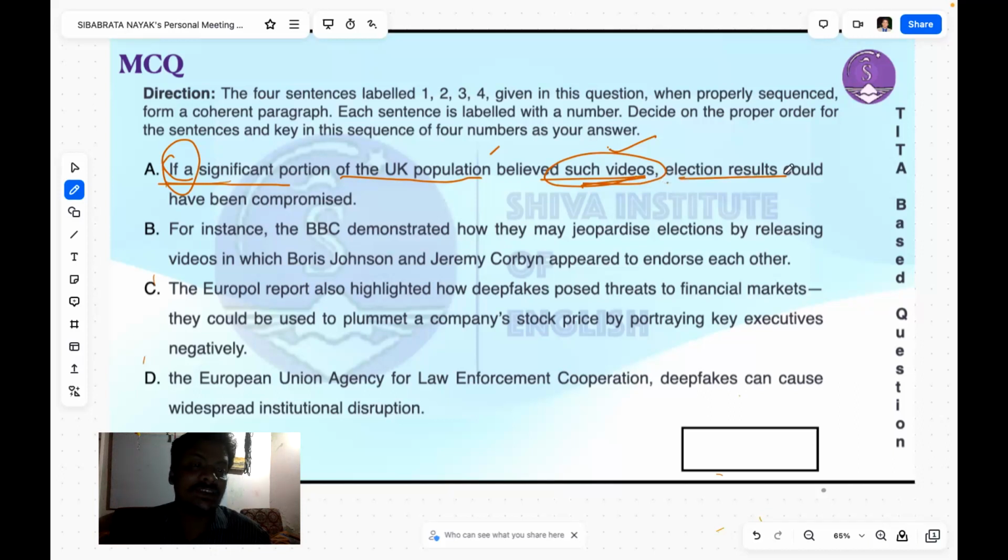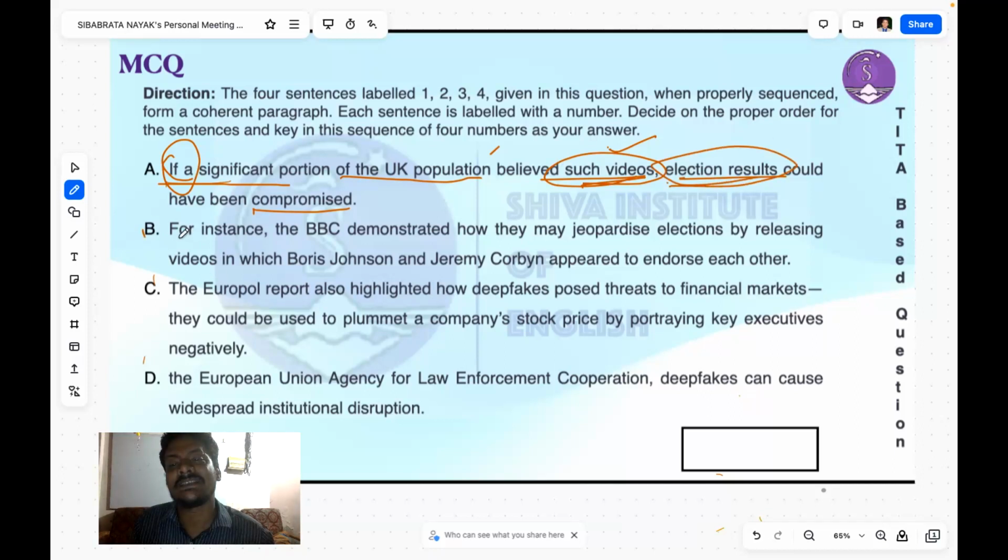So election results could have been compromised. So what do you mean by this statement? This statement clearly gives us the idea that if a significant portion of the UK people rely on some videos, then it will hamper or create an impact on the election results. So that is what it points out.